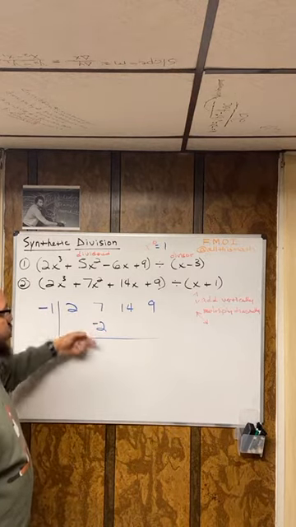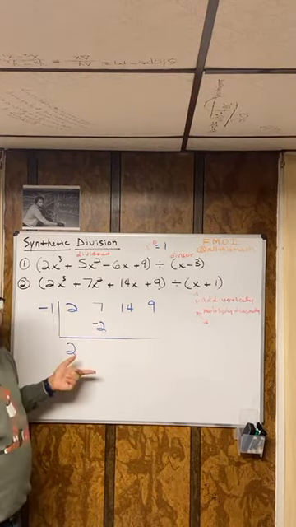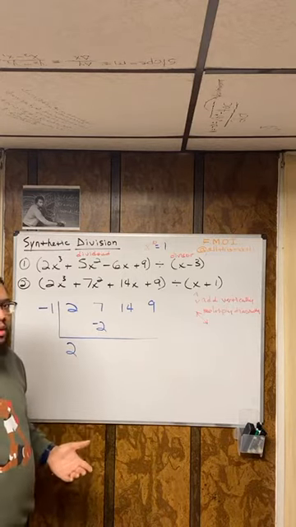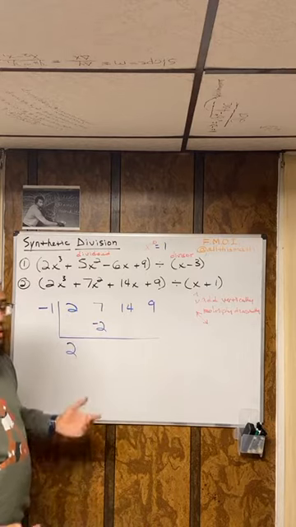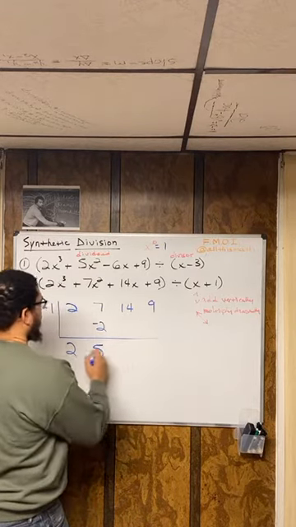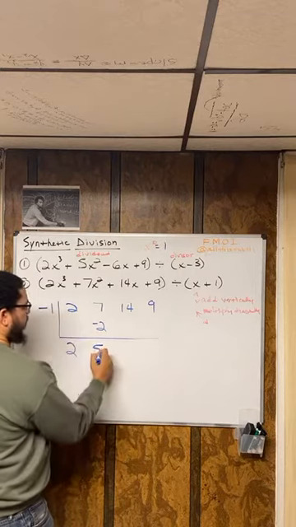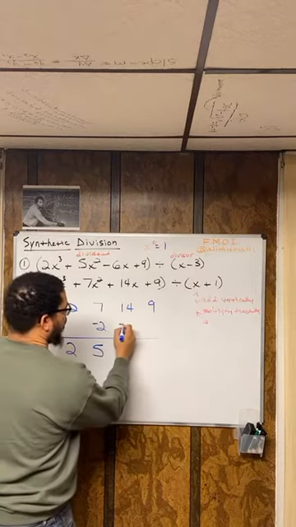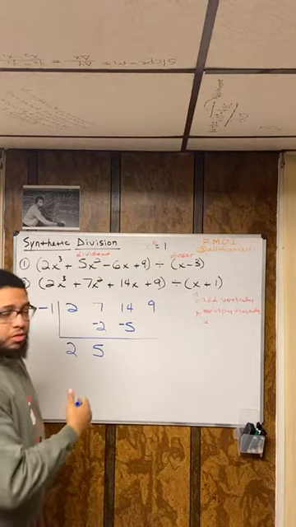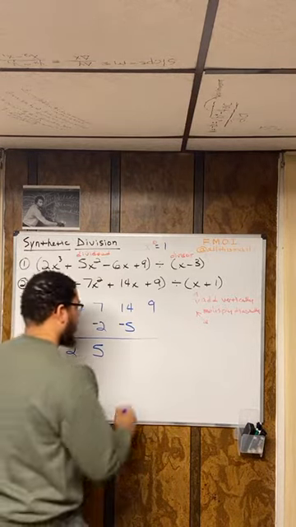7 plus negative 2. Now, you can think of this as just 7 minus 2, because adding a negative is the same thing as doing subtraction anyway. 7 minus 2 is 5. 7 plus negative 2 is 5. Then you multiply diagonally. Negative 1 times 5 is negative 5. Where does it go? It goes right here. Then 14 minus 5, or 14 plus negative 5, is 9.